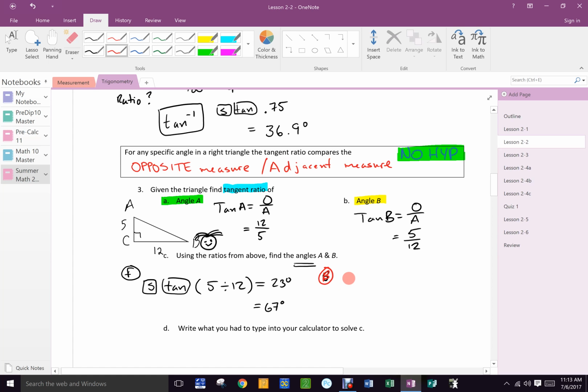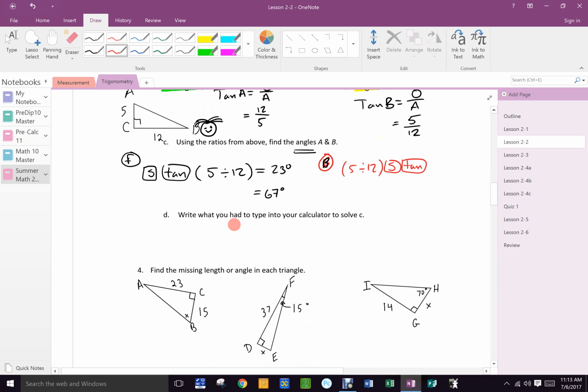All right. So you just reverse it. So you are going to go bracket 5 divided by 12, close brackets, shift, tan. And you should get 23. All backwards people are good? Okay, so now I kind of cheated and we did this step, what you actually punch in.